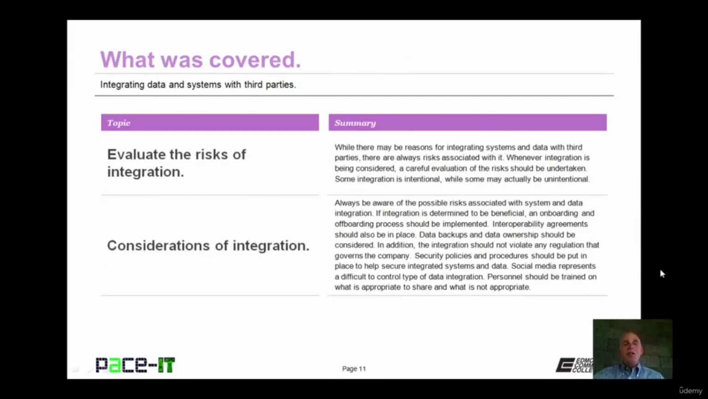That concludes this session on integrating data and systems with third parties. I began by talking about the need to evaluate the risks of integration, and then I concluded with some considerations of integration.